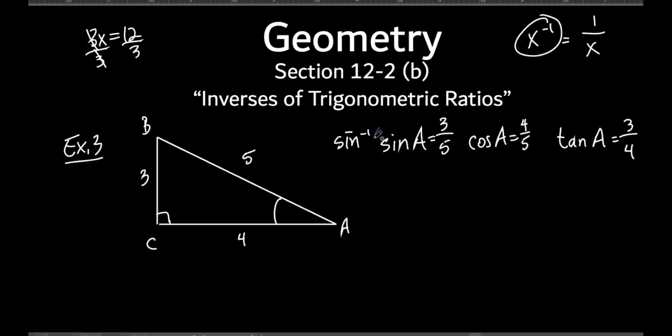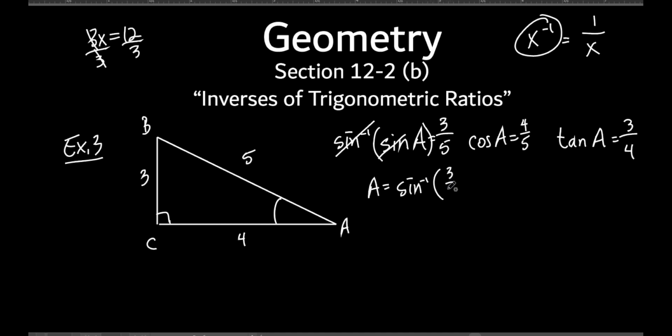So I'm taking the inverse sine of the sine. What do you think that does to the sine? Cancels it out. That's right. So this and this cancel each other out. And what am I left with? I'm left with A. But I can't just do it to the left side. What do I have to do? I have to do it to the right side.